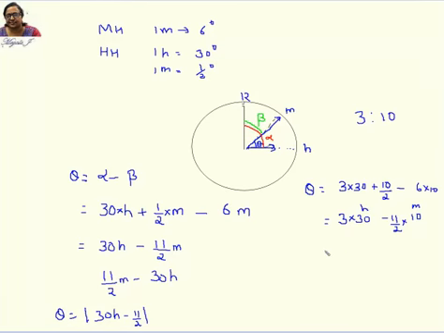So what's the answer here? This is 90 and this is going to be 55. So 90 minus 55, how much? 35. Yes, 35, ma'am. That's it.